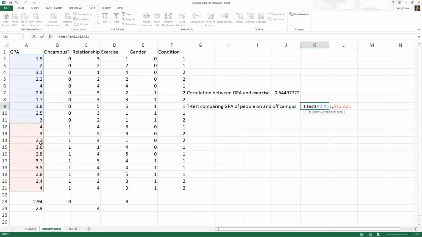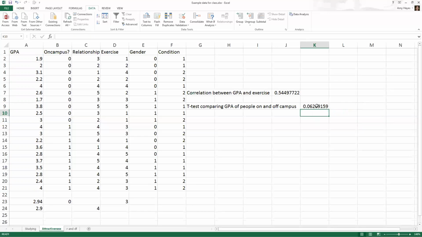But wait, we're not done. It wants to know some things about the kind of hypothesis you're using. Don't worry too much about it. Just do a comma. I want you to type a 1 and then comma a 2. Close the parentheses and then click enter.